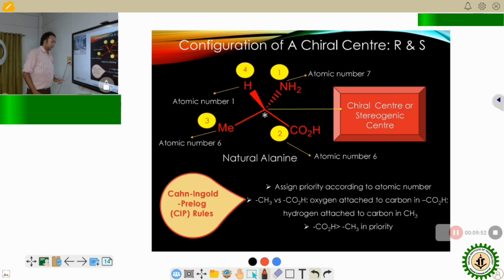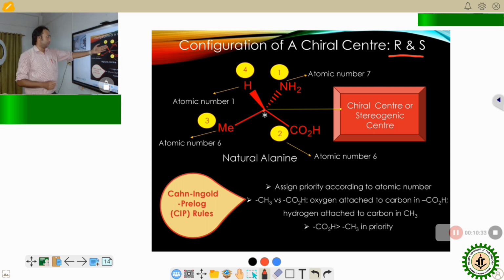Okay, now let us see how we can designate a chiral center, or the configuration. We have a nomenclature called R and S. So R and S is the CIP nomenclature, based on the names of the scientists Cahn, Ingold and Prelog. This is the nomenclature for determining the configuration of the chiral center. What is the chiral center? If we see this carbon atom, we have 4 different groups attached to it, and that's why it is chiral and is called the chiral center or stereogenic center.